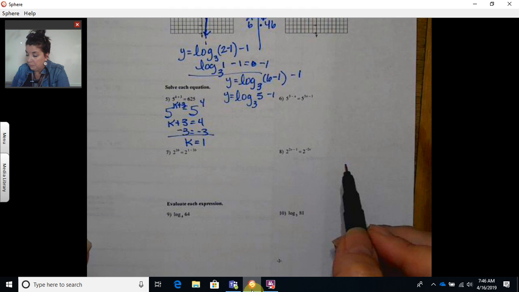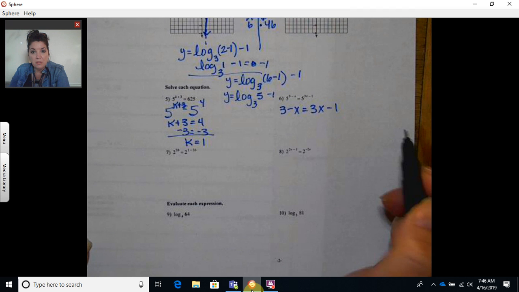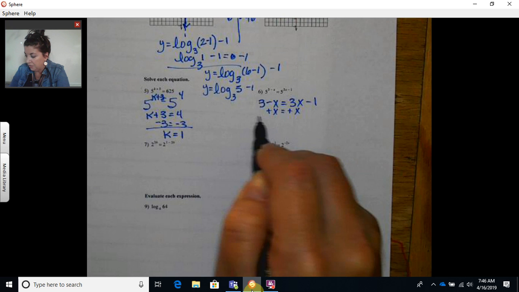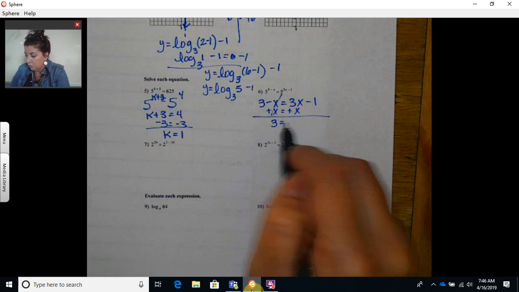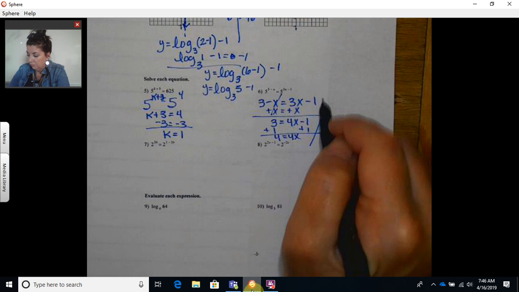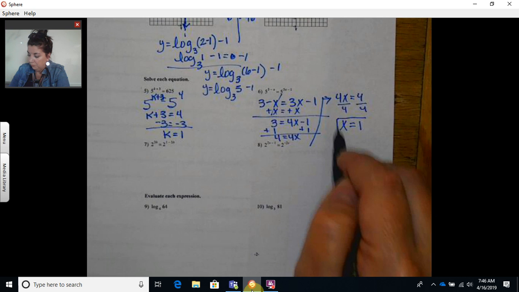Number 6, the bases are already equal. So all you have to do is set those exponents equal to each other and solve for the variable. So I would add x to both sides. Of course, you don't have to do that first. There's other things you could do. And get 3 equals 4x minus 1. Add 1 to both sides. 4 equals 4x. Divide both sides by 4, or divide each term, and x equals 1.